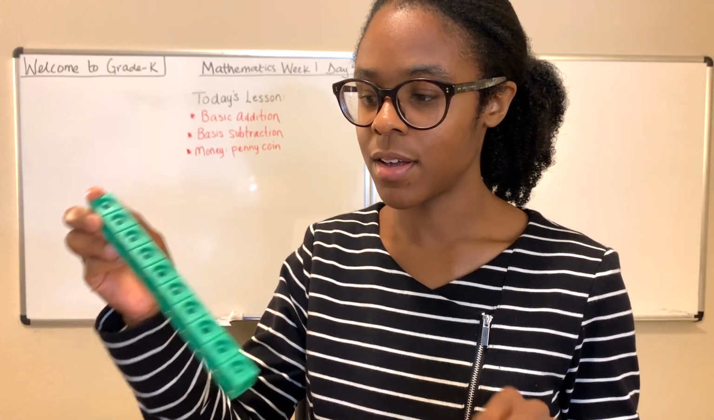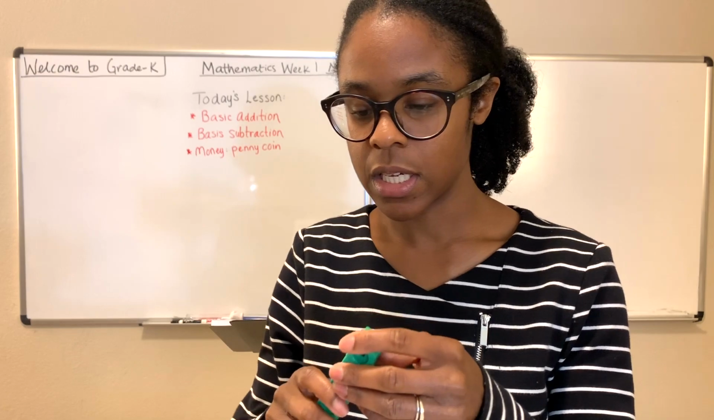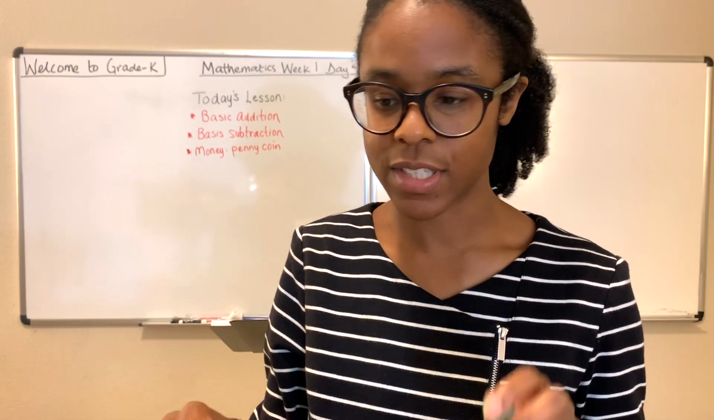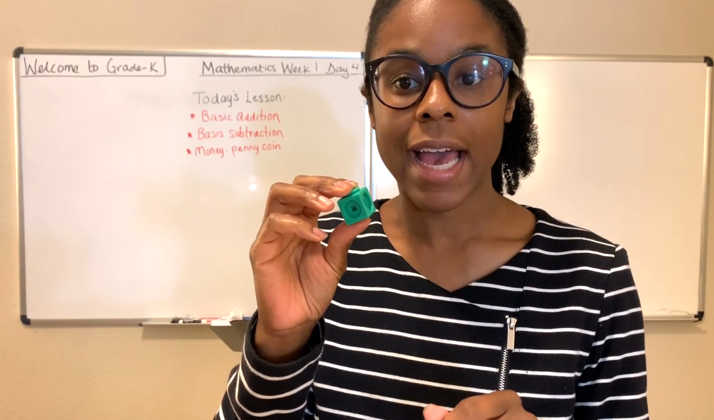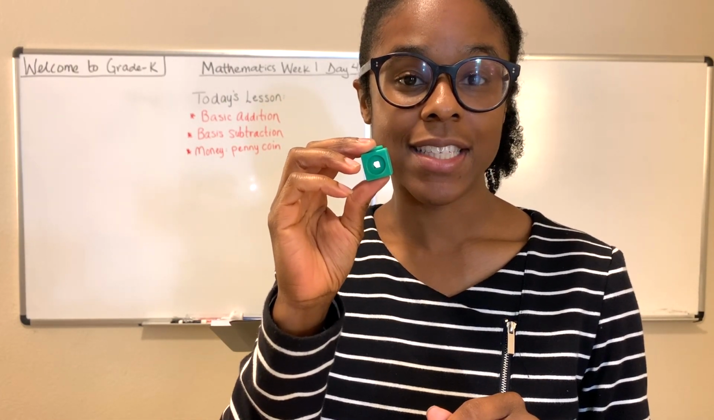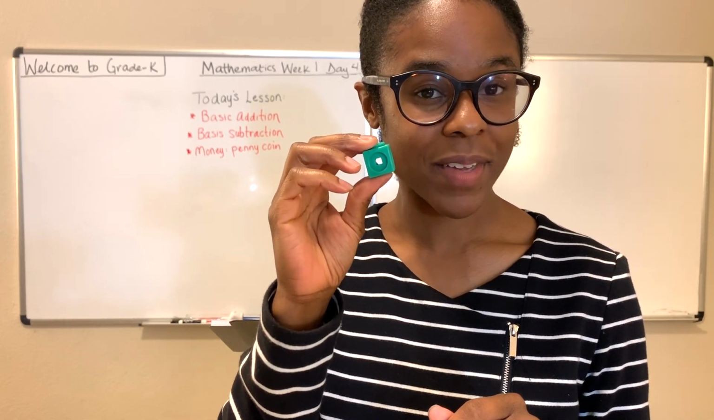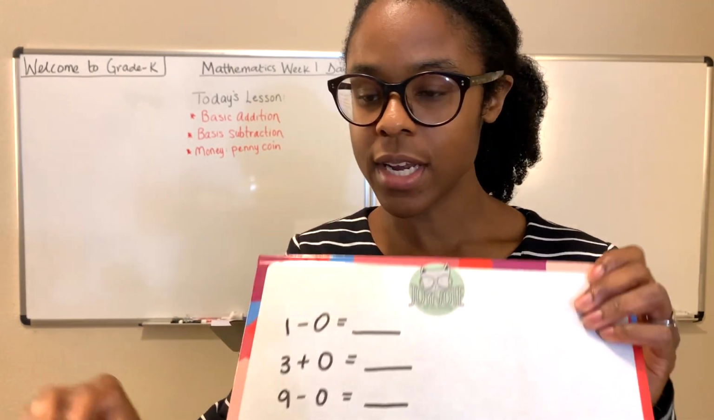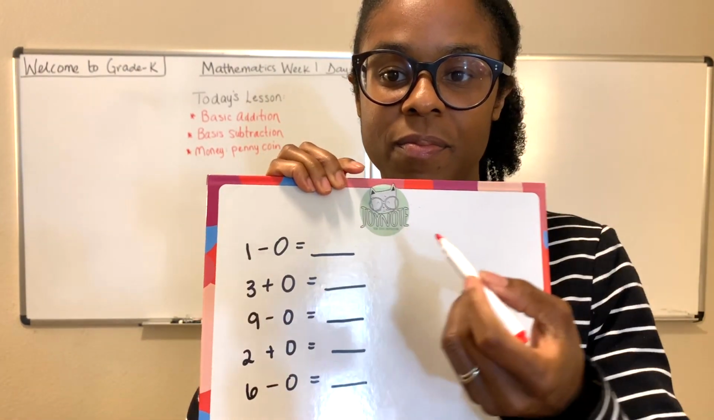I've got some counting cubes here, and what we're going to do is use these to help find the sum and the difference for our equations today. So we have 1 minus 0. If I have one object, this cube, and if I want to take away 0 objects, then how many do we have? We have 1, because 0 means nothing. So we have 1. Therefore, 1 minus 0 is equal to 1.